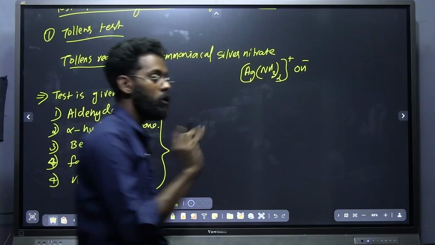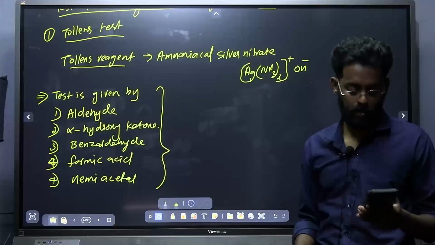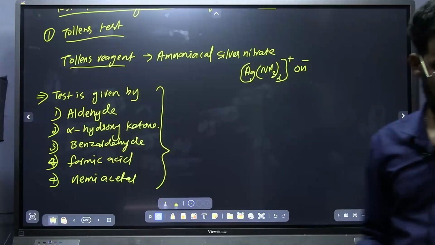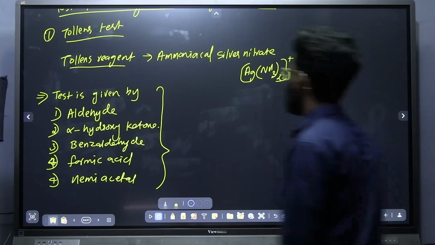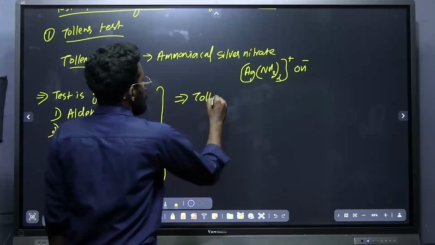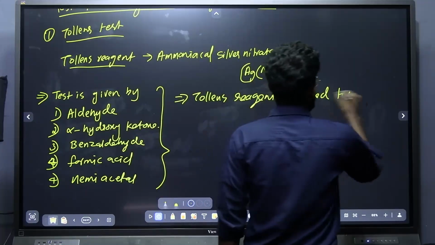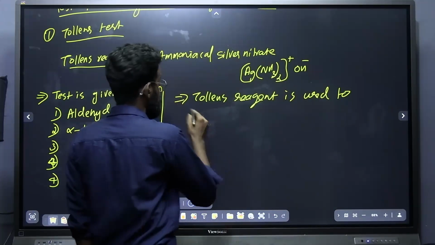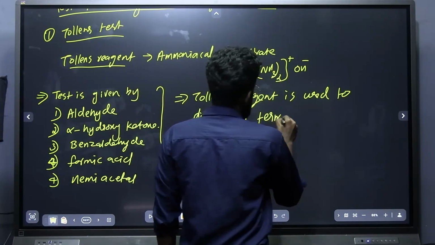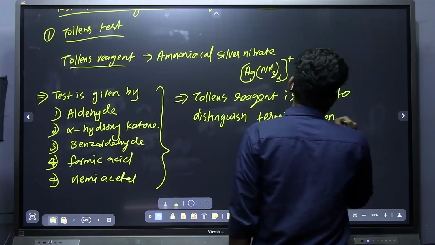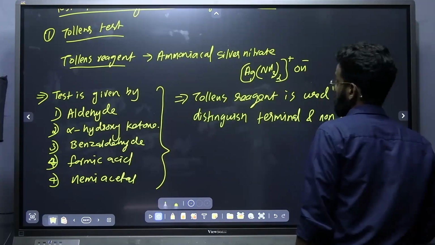These are the compounds that give the Tollens test. You shouldn't think that only normal aldehyde will give the Tollens test. These are the other compounds which give it. Got it? Now another point. Tollens reagent is used to distinguish terminal and non-terminal alkyne. Terminal and non-terminal alkyne.